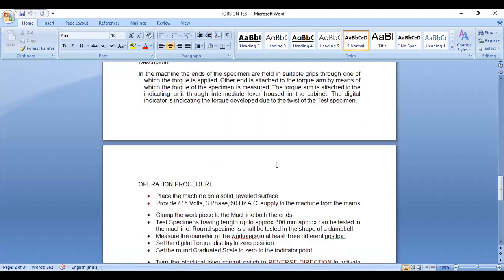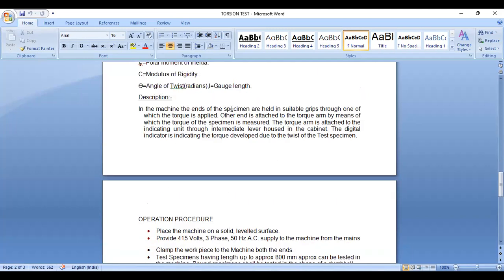So what we have here is a pair of vices that hold both ends of the specimen. One of the vices is fixed, and the other vice is twisted, through which the torque is applied. The torque arm is attached to the indicating unit through the intermediate lever housed in the cabinet. The digital indicator indicates the torque developed due to the twist of the specimen.